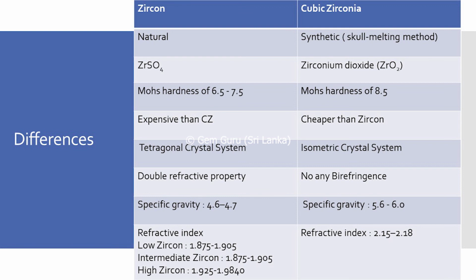In low zircon, the refractive index is 1.8 to 1.9 something, and intermediate zircon also has the same refractive index variation, but in high zircon the refractive index may vary between 1.92 and 1.98. So these are the similarities and differences between zircon and cubic zirconia, and here I also discussed the method of producing cubic zirconia.